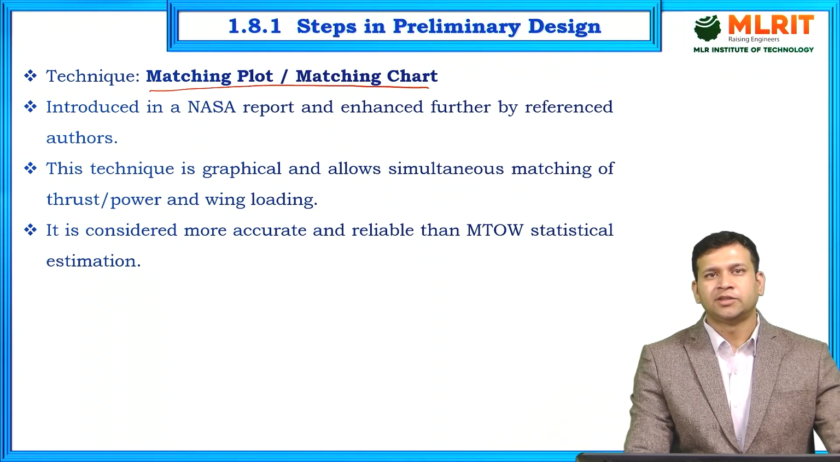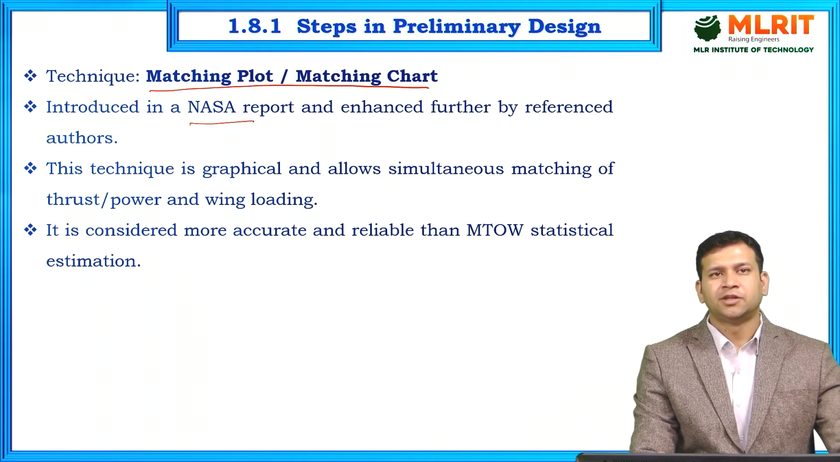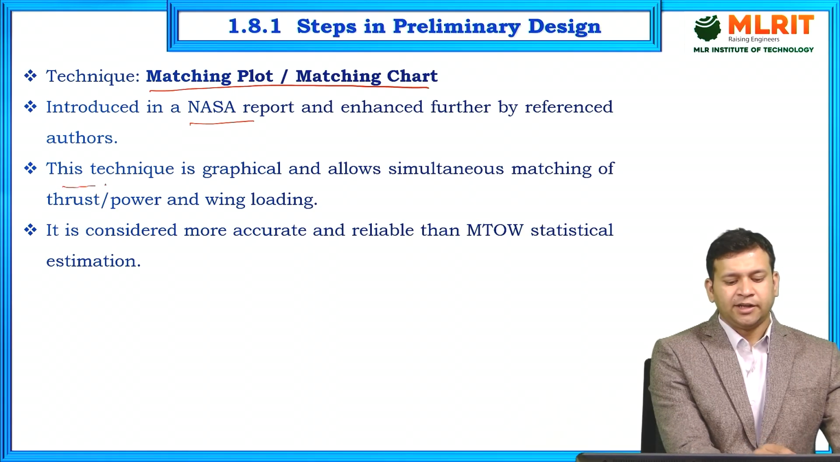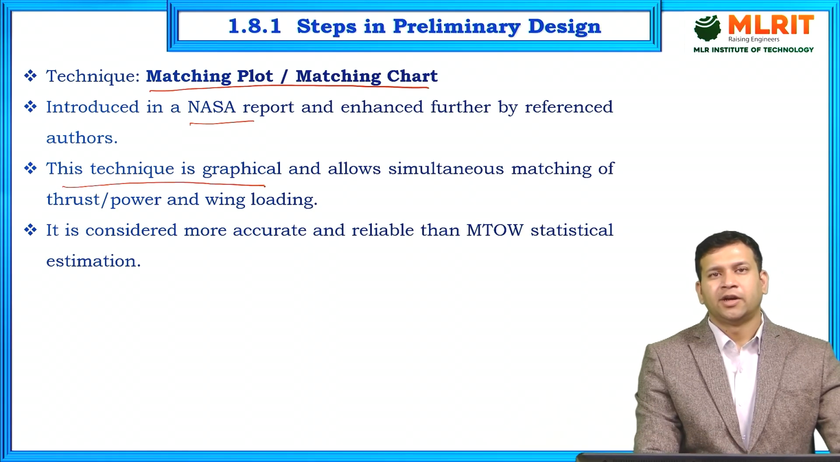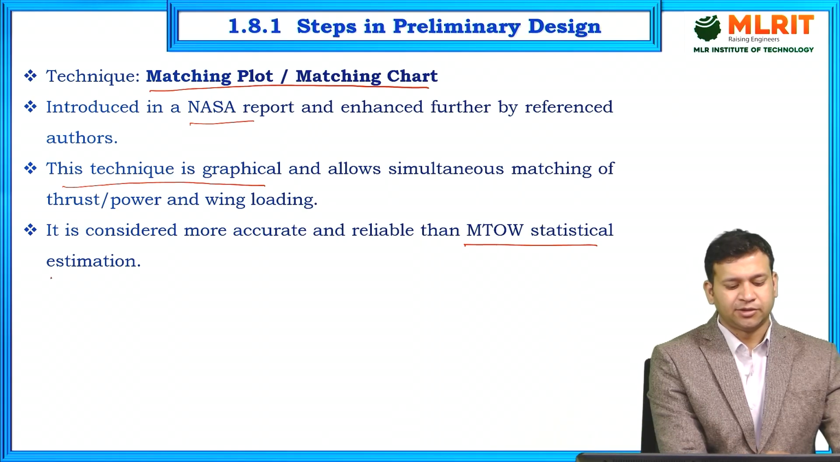Next, all these data which are being estimated will be compared with a matching plot or a matching chart which is developed by NASA. It was introduced by NASA and enhanced further by the referenced author. This technique is graphical and allows simultaneous matching of thrust, power and wing loading. It is considered more accurate and reliable than maximum takeoff weight statistical estimations.